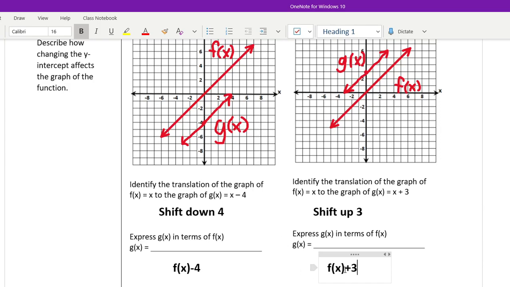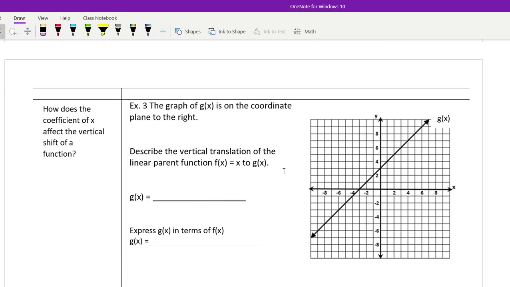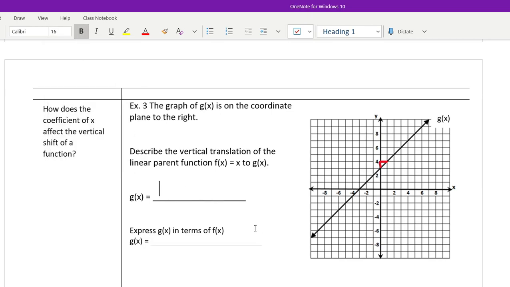So we're just taking our function of x and we're adding 3 to it to express our g of x. Example 3 gives us an opportunity to work backwards. It gives us an equation. It already shows that our line does not change its slope. It's still up 1 and over 1. So we don't have to worry about our slope value changing. So we still have x.